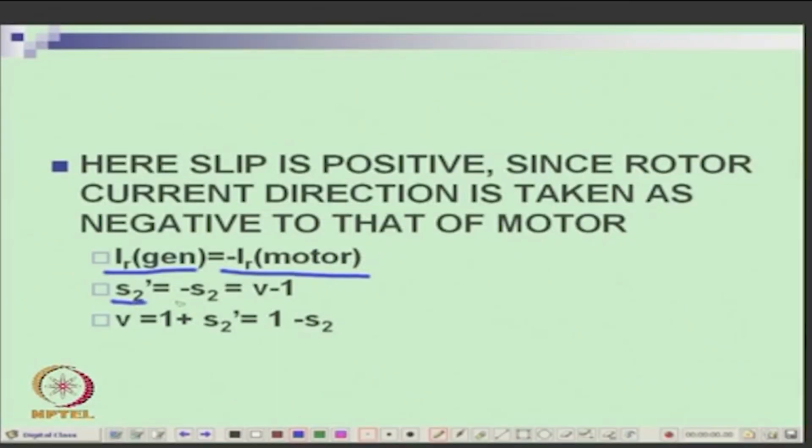Now, S2 dash, that is generating, is minus S2, which is nu minus 1. I have made S to be negative of the motor. So, nu is 1 plus S2 dash or 1 minus S2. I have just defined S2 dash as minus of S2. Is it clear? S2 dash is defined as generating, minus of S2.